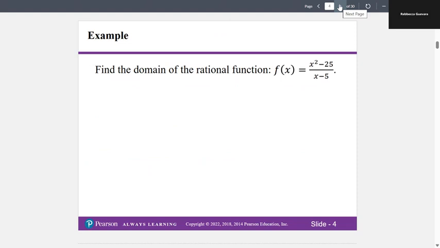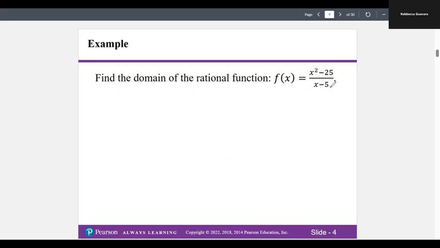Just a quick reminder, we want to find the domain of this function: x squared minus 25 over x minus 5. What we'd always said before is we're really only concerned about when the denominator is equal to 0. Remember, anything divided by 0 becomes undefined. That also means 0 divided by 0 is undefined. It doesn't matter what the number is; if we divide by 0, it becomes undefined, even if it's 0 divided by 0.